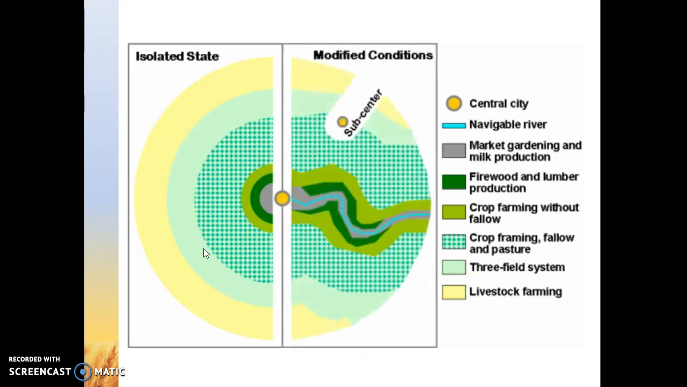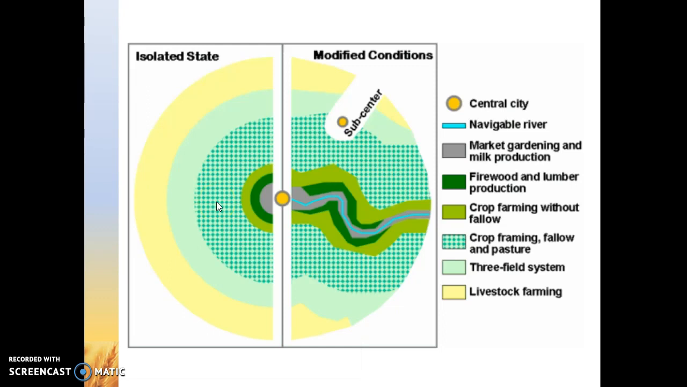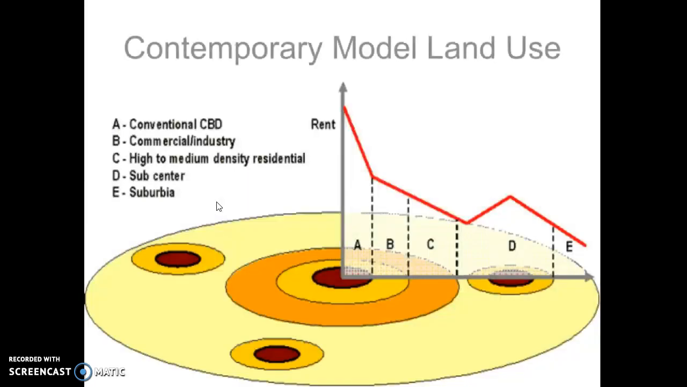In an isolated state, this is what it would look like if we actually had modified conditions. So for example, if we had a little suburb out there, or we have a river, this would actually change these rings and they would not look exactly like they do, and instead would be modified because of improvements of transportation. So today, if we're talking about contemporary model land use, this is the bid rent model.